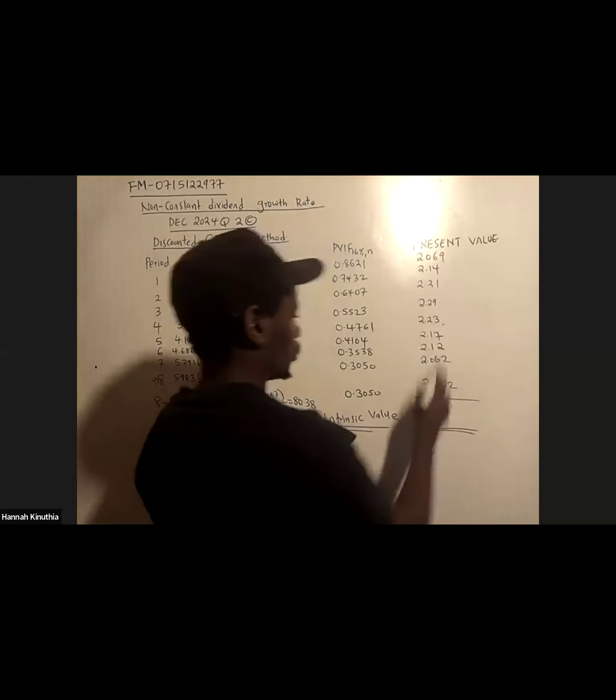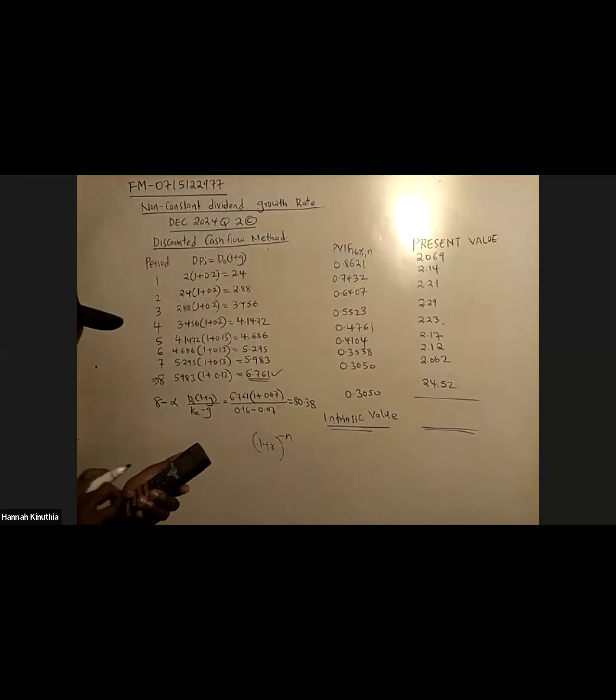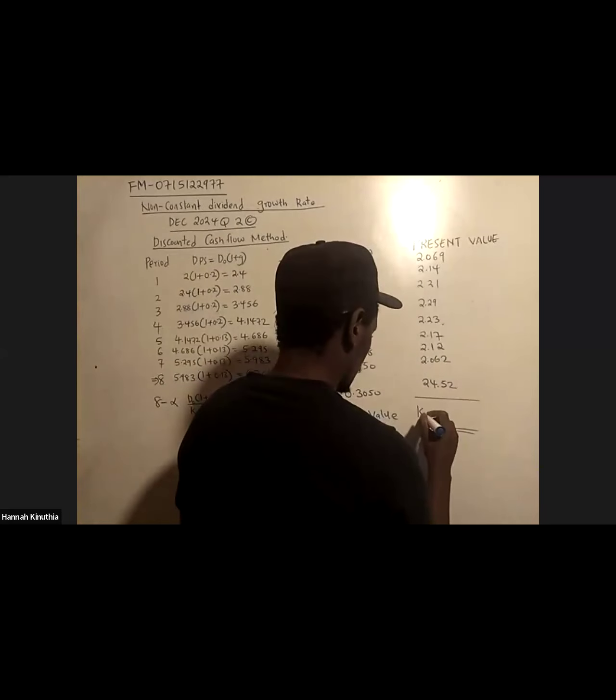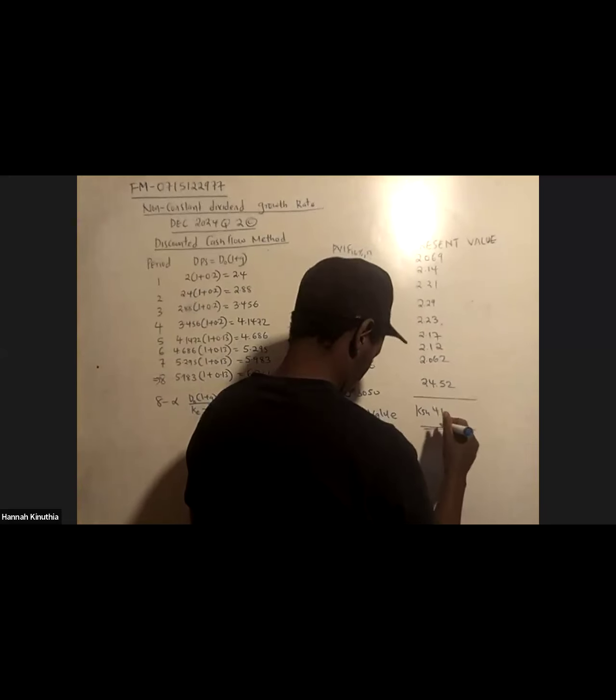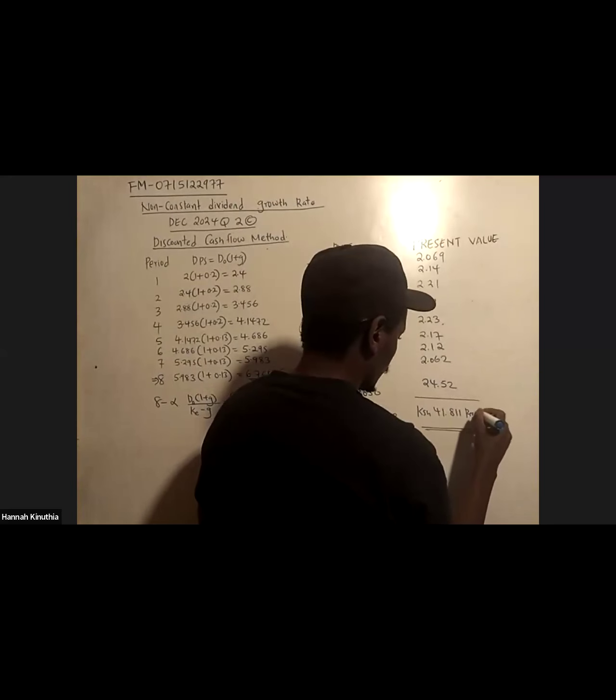24.52. So add them together, I shall get the PO of that security. So 2.069, 2.14, 2.21, 2.29, 2.23, 2.17, 2.12, 2.062, plus 24.52. So it is Kenya shillings 41.811 per share.